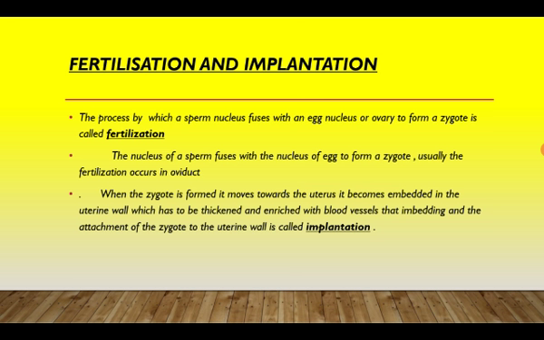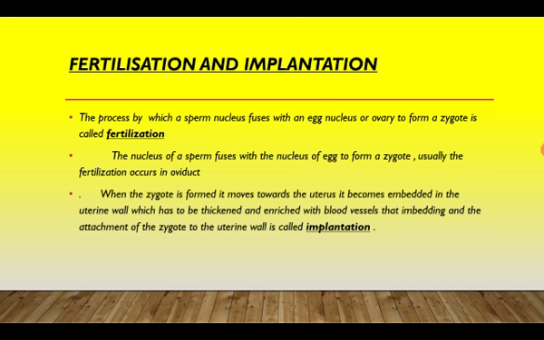Students, you know that in human beings the reproductive organ in the male body is the testes, and in the female body the reproductive organ is the ovary. Testes release millions of sperm at one time, but the ovary releases one ovum at one time. When the sperm combines or fuses with the ovum, that is called fertilization. After fertilization, a zygote is formed.